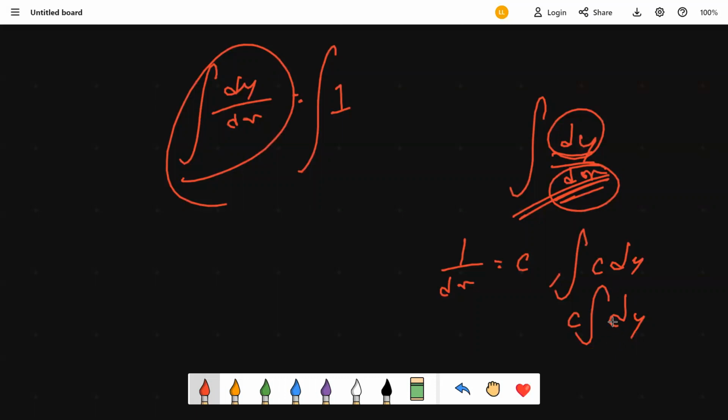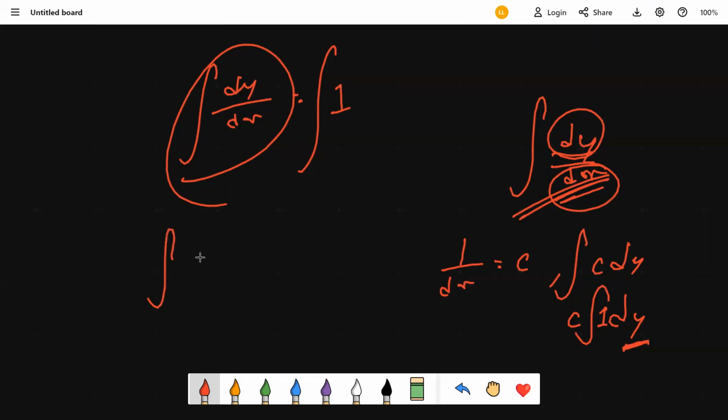Now, always remember, if nothing is given here, then there's an imaginary 1 here. Now, integrating this 1, what should we get? We should get a value of y to the power of something.